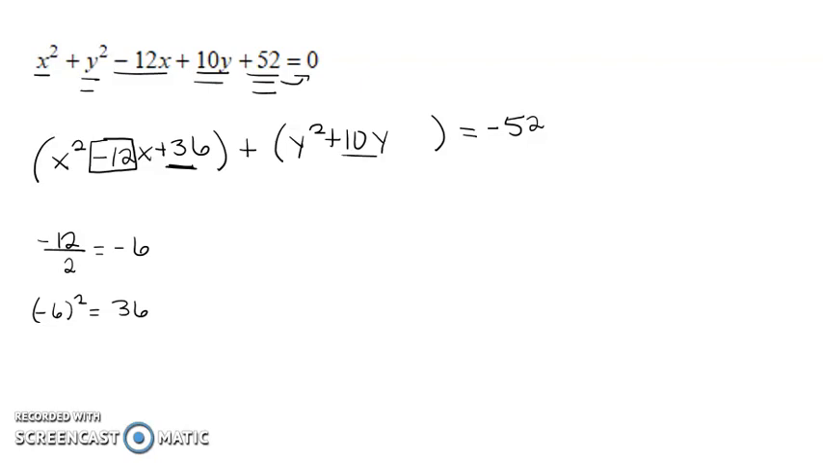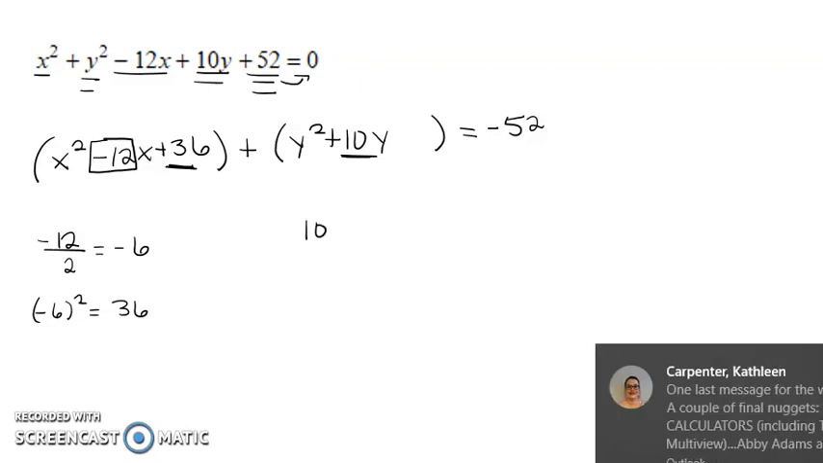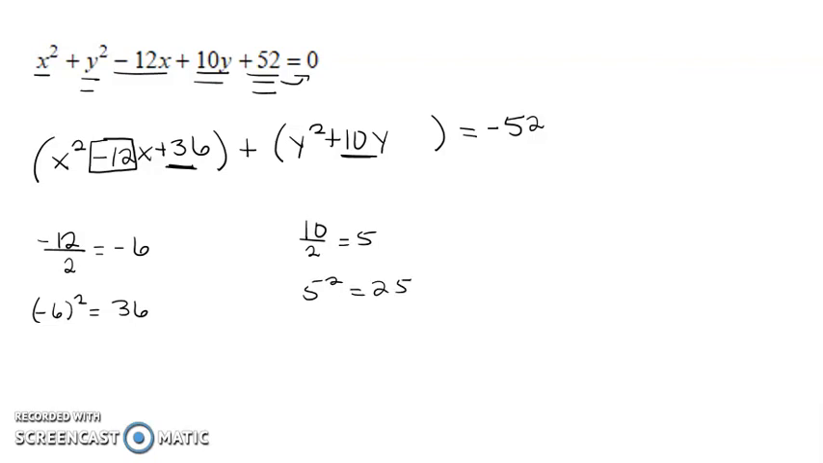And I'm going to do the same process here. 10, if I half it, 10 over 2 is 5. 5 squared is 25. So this is going to be plus 25. And so now what I can do is simplify this into a binomial.